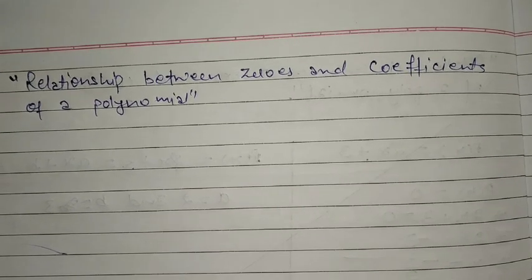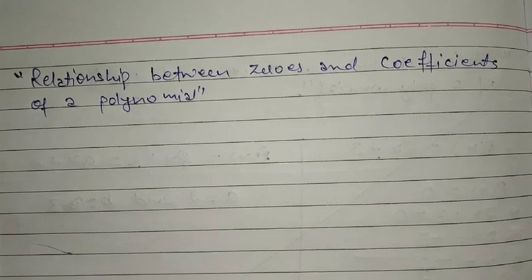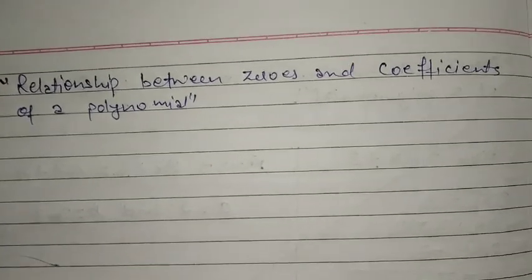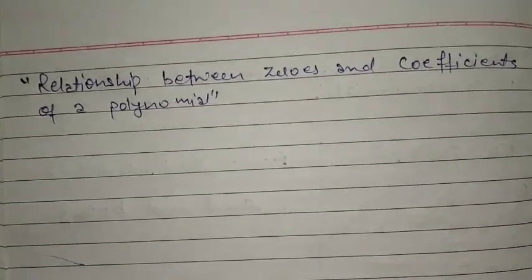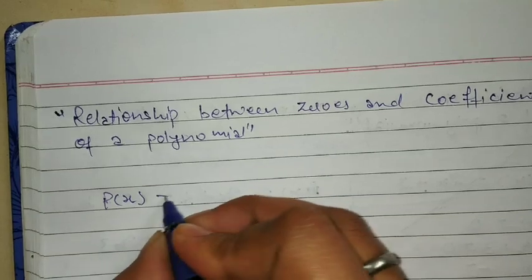Hello students, I am Sarvan Kumar and in today's video we are going to learn about the relationship between zeros and coefficients of a polynomial. So let's start this topic with a linear polynomial. We all know a linear polynomial is a polynomial whose degree is 1.